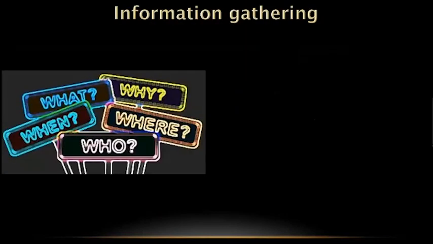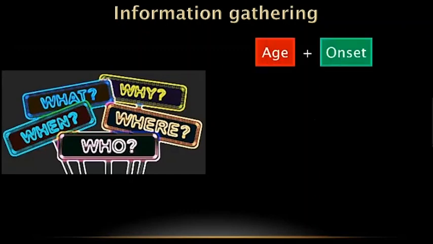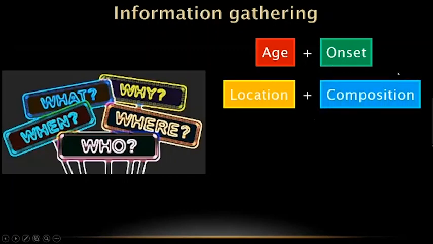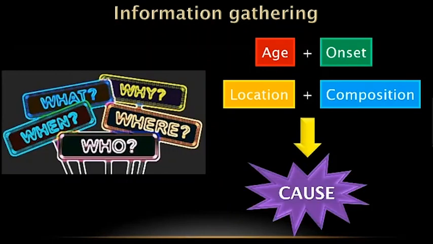So when we're gathering information about brain tumors, it's really like good reporting, we have the 5 Ws. And so we're looking at the patient age and the time course of onset. And then with imaging, we're looking at the location of the tumor and what it's comprised of, its contents. And then we put all of this together to determine the tumor etiology.